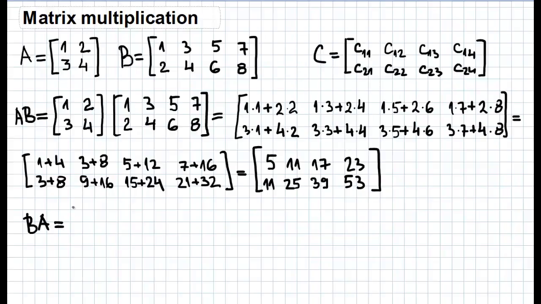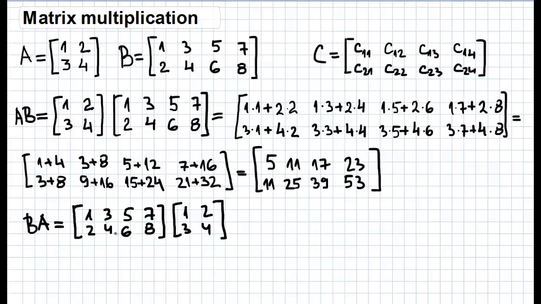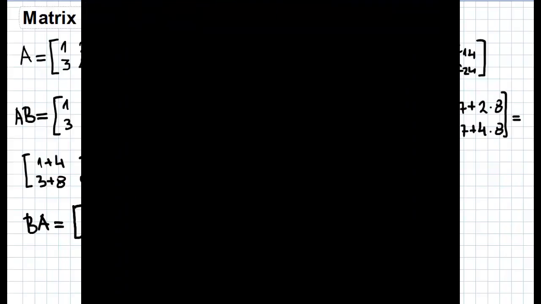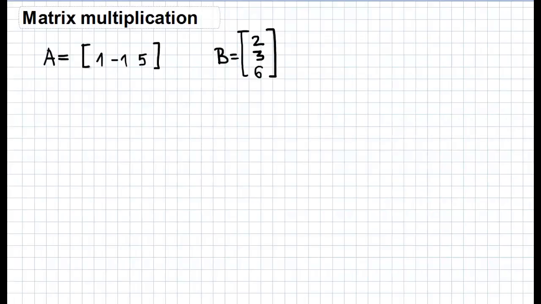Let's first rewrite these two matrices and write matrix B 1, 2, 3, 4, 5, 6, 7, and 8 times matrix A 1, 2, 3, 4. In this case we cannot perform multiplication because the order of matrix B is 2 by 4, while the order of matrix A is 2 by 2, and we can see that the number of columns of matrix B is not the same as the number of rows of matrix A, and this is one of the reasons why matrix multiplication is not a commutative operation.